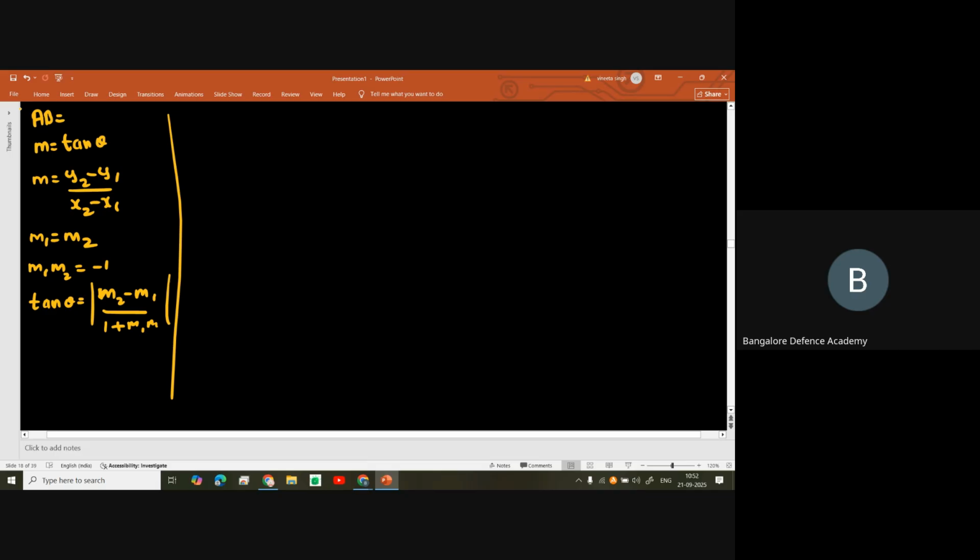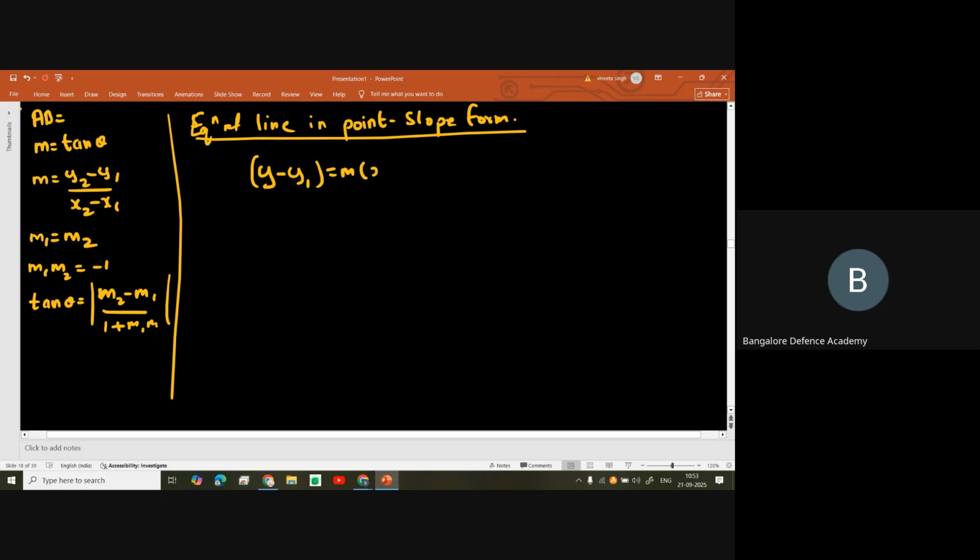Next heading, equation of a line in point slope form. Take down, the formula will be y minus y1 is equal to m into x minus x1.